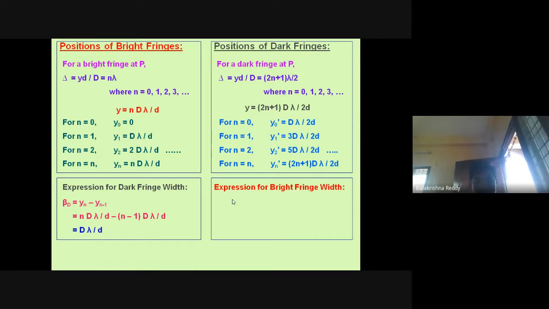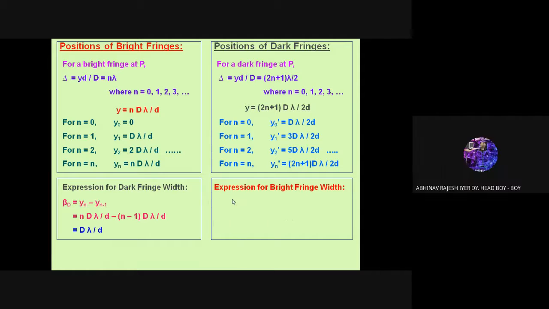Now let us come to the expression for the bright fringe width. If I need the expression for the bright fringe width, what I have to do? I have to find the difference between the two dark fringes again. Got my point? Look at here. Same way I did that.